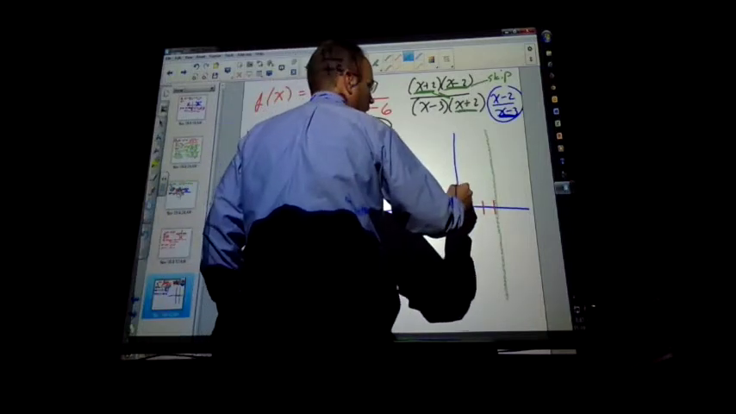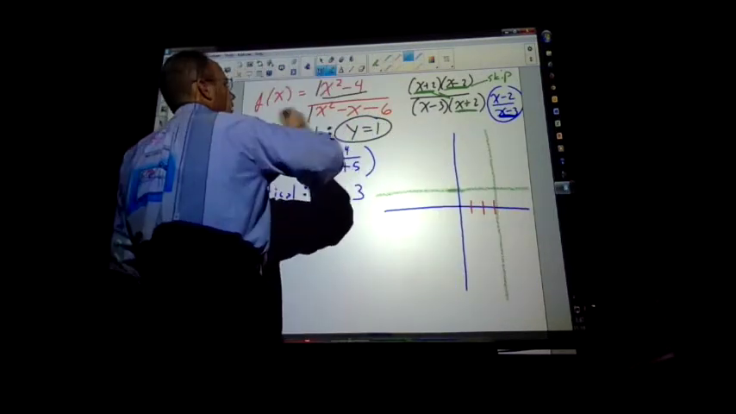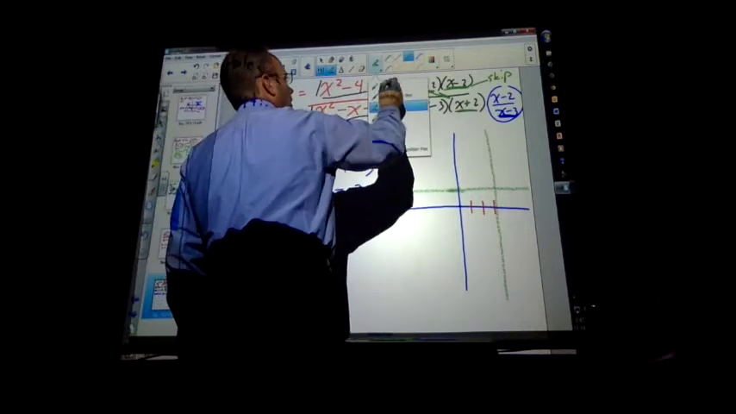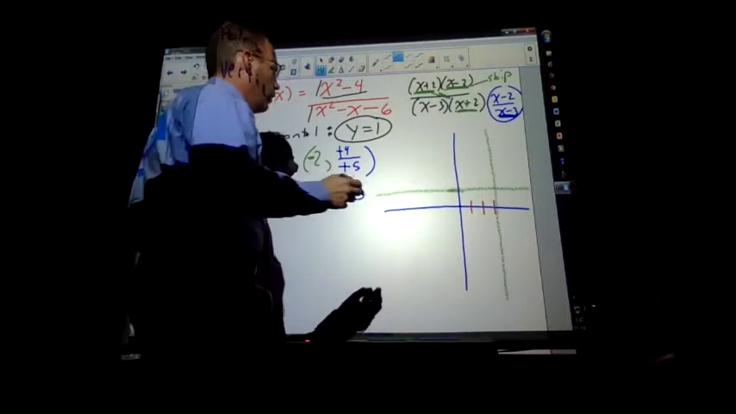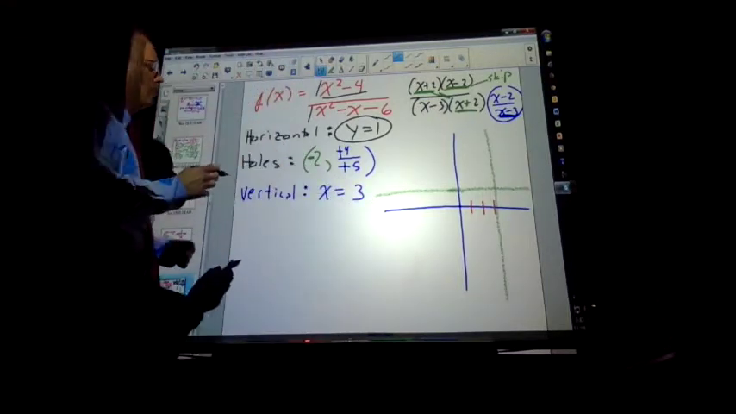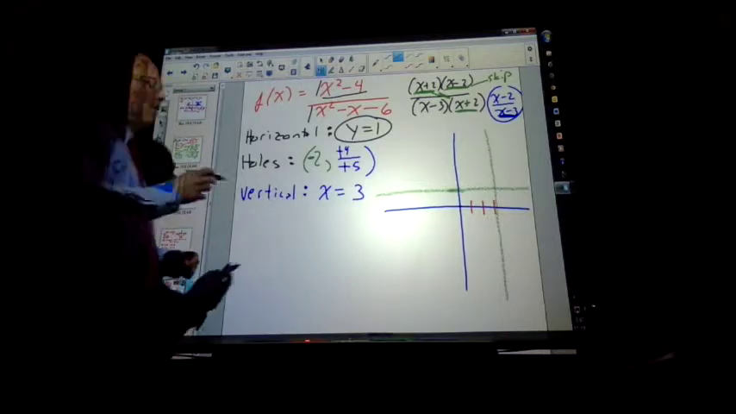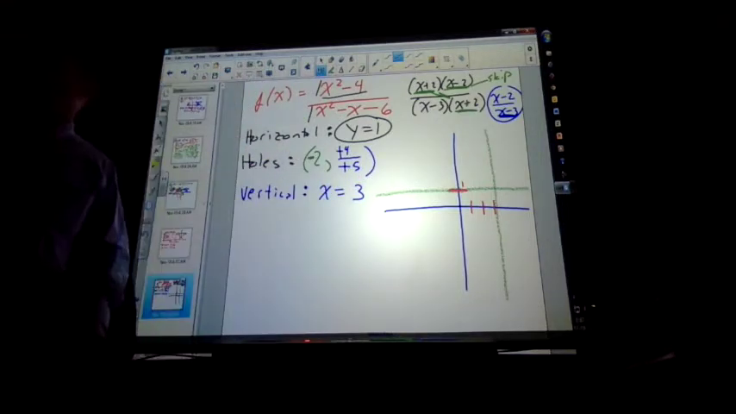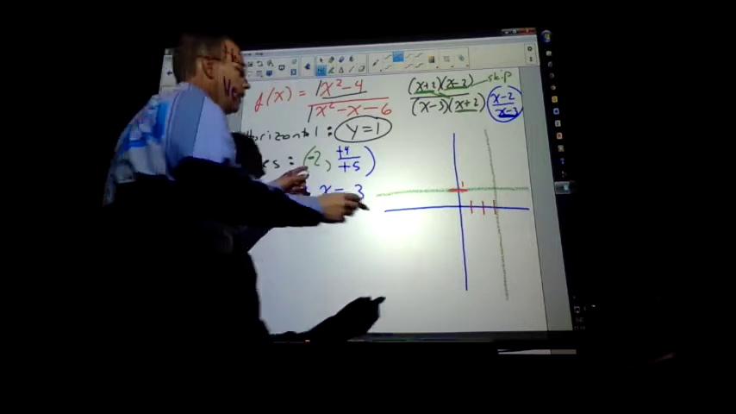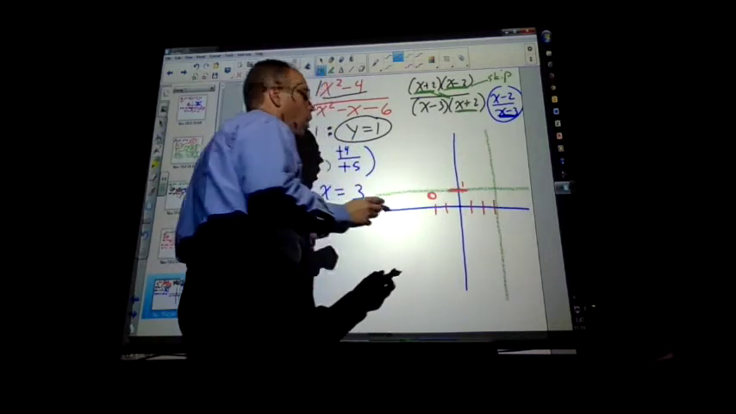So here, okay, there's my horizontal and vertical asymptotes. I found that I have a hole at negative 2 comma 4/5. So if this is 1, is 4/5 above or below that? Below it. So at negative 2, 4/5, I'm going to have a hole.